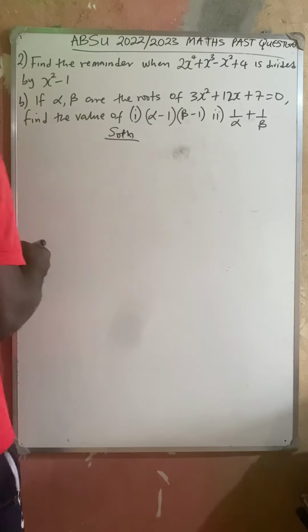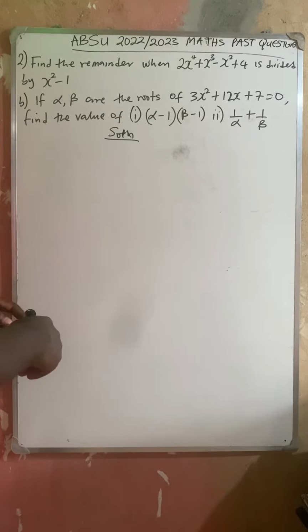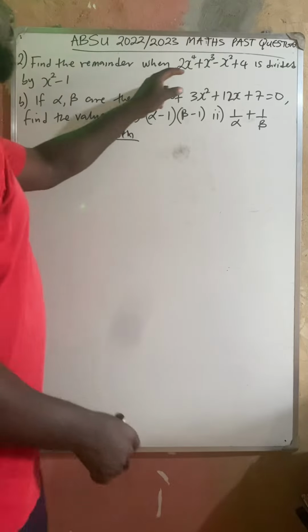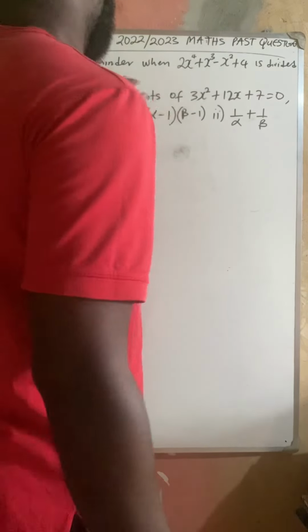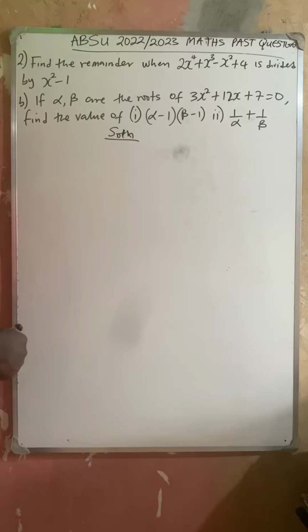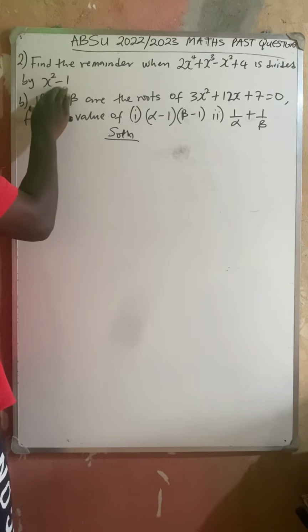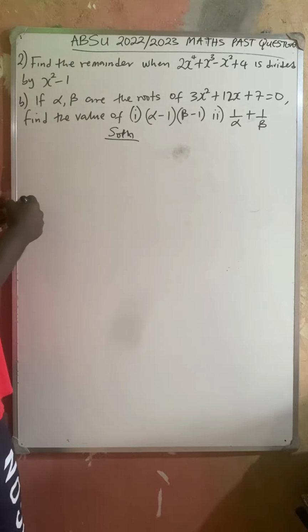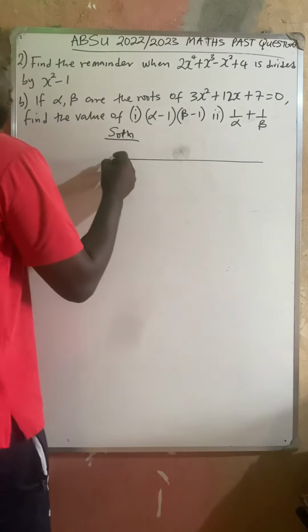Okay, so let's solve this first one. This first one said, find the remainder when this polynomial is divided by this. Now, don't forget that we would have used the remainder theorem if this is a linear equation. But this is not a linear equation. We are going to use the long division method.